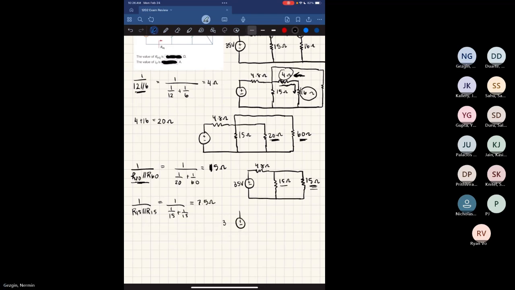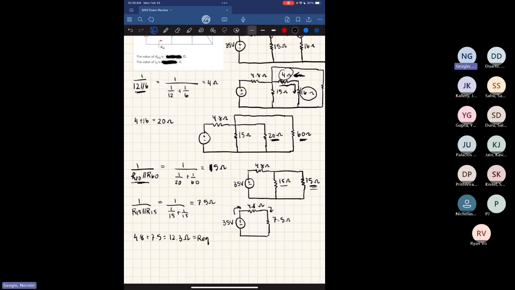Redrawing, we get this, 4.8, and then we have the 7.5 here that we just solved for. Here we have these two resistors in series with each other because the current coming out from here is going through both of these resistors equally. So we just add those together like normal. We don't do the reciprocal. And we get 12.3 ohms, and this is our equivalent resistance.